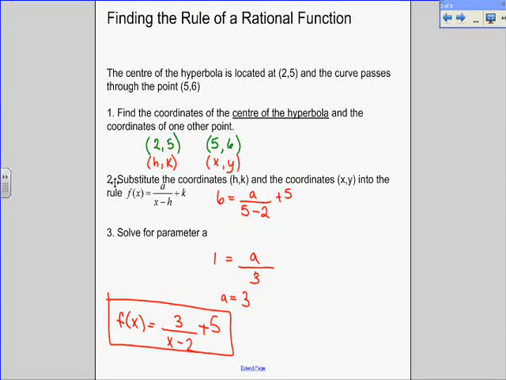And every other example is going to follow along with that. As long as we're comfortable simplifying, it's going to be really easy to find the rule of any rational function.